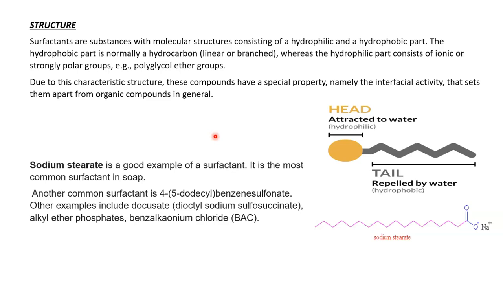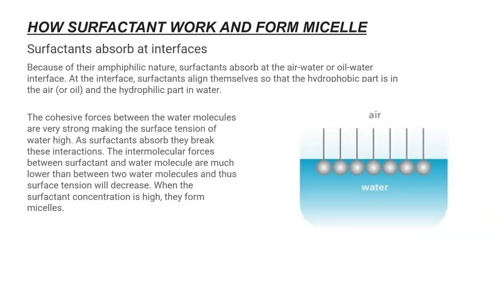Now coming to the examples of surfactants, sodium stearate is a good example of a surfactant and it is the most common surfactant you can find in soap. Another common example of a surfactant is sodium dodecyl benzene sulfonate. Other examples also include docusate, that is dioctyl sodium sulfosuccinate, alkyl ether phosphates, and benzalkonium chloride, that is also called BAC.